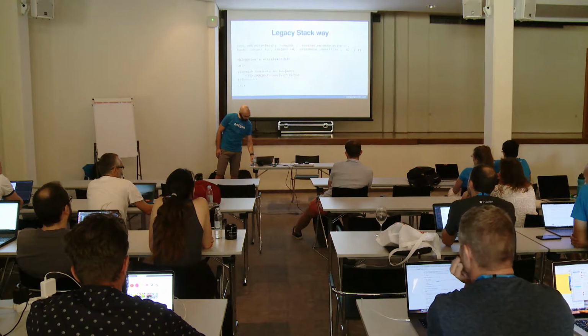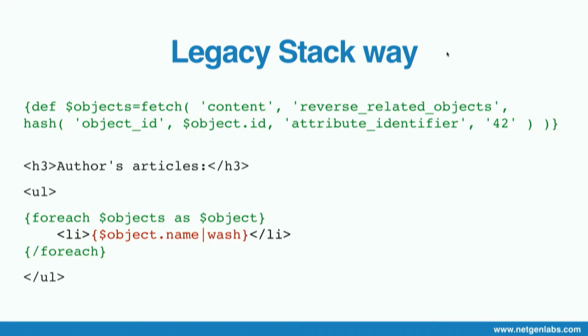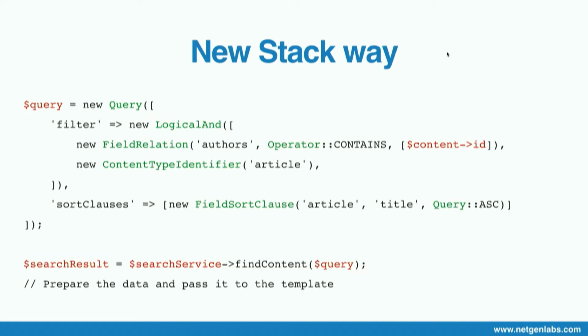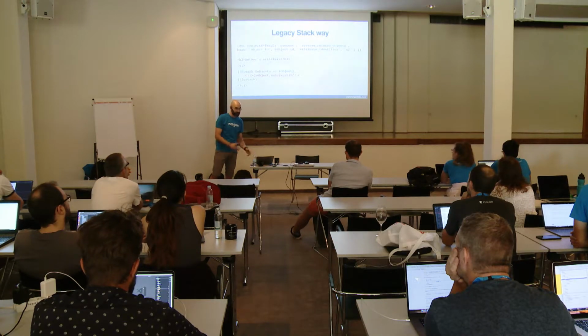We will first look into how this would be done in the legacy stack. As you saw before, you would do it with fetch from inside the template. The fetch is actually a special kind of fetch called reverse related objects content fetch. And then you basically just iterate over the objects. Simplified, of course. The idea is just to get the gist of the approach.